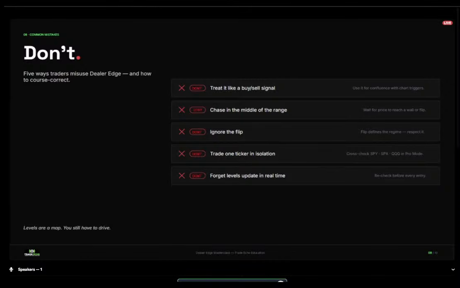And then when they line up, the read is much, much stronger. And then mistake number five, forgetting that the levels update. You look at it once, then you try to make a trade and then you just leave it. You know, Jesus take the wheel. This is live information. You need to recheck it over and over and over. And our goal here is not to be the smartest trader in the room. We just got to stop taking low quality trades.